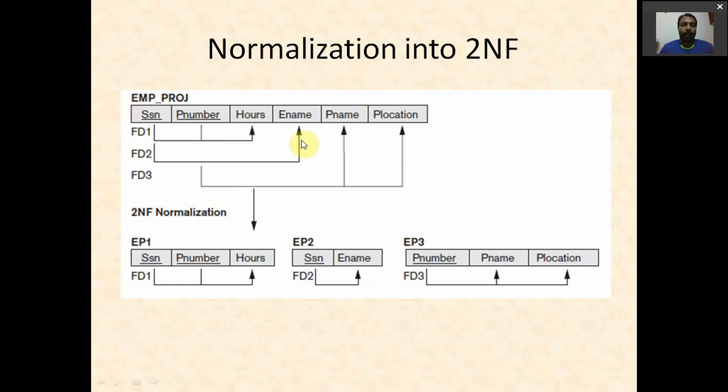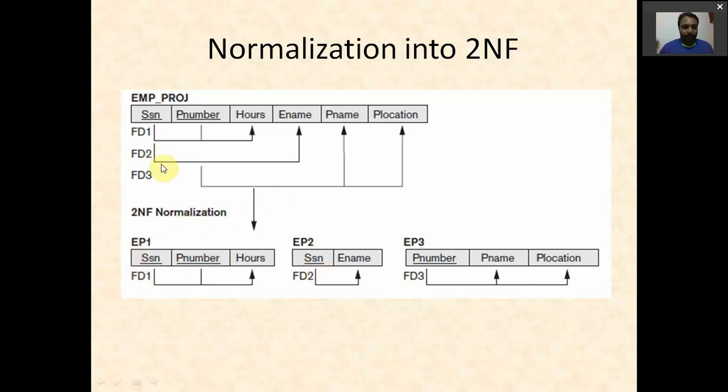So we have to decompose it such that the relations satisfy the second normal form condition. So we have to remove all these functional dependencies and make it into 3 different tables. So the first table will be SSN comma P number, hours. Now this table is in second normal form because the non-prime attribute here, hours, is fully functionally dependent on the primary key. The primary key is SSN comma P number.